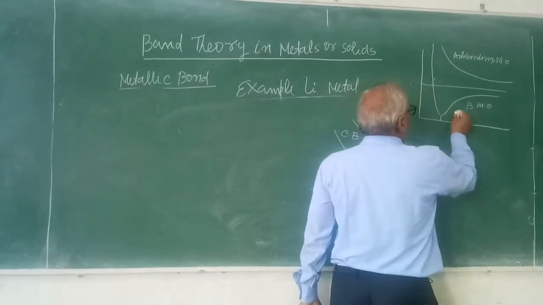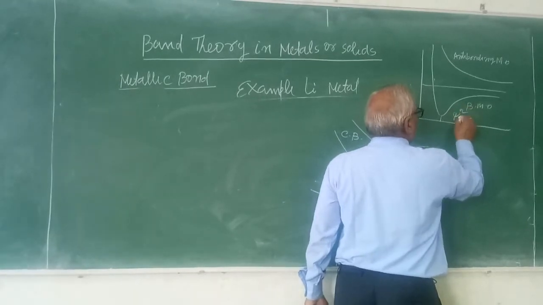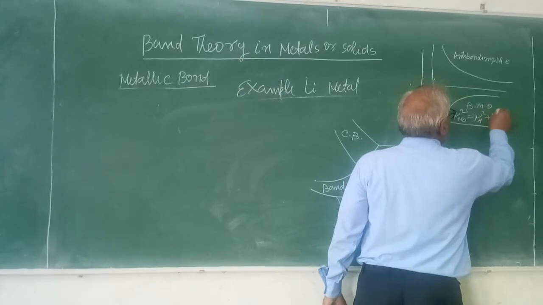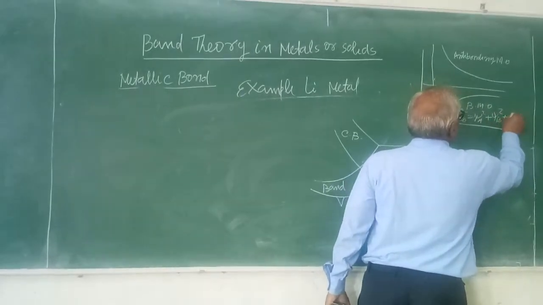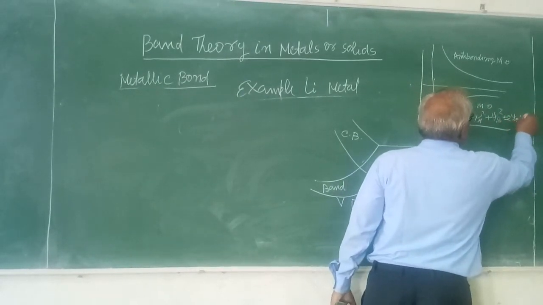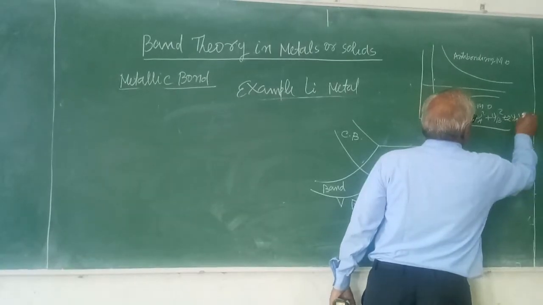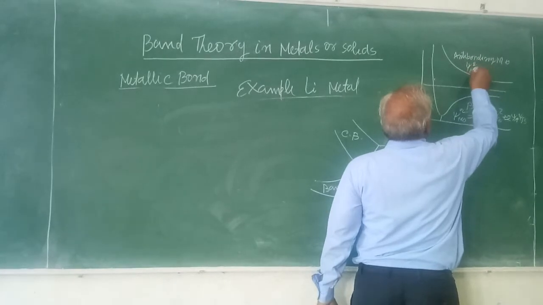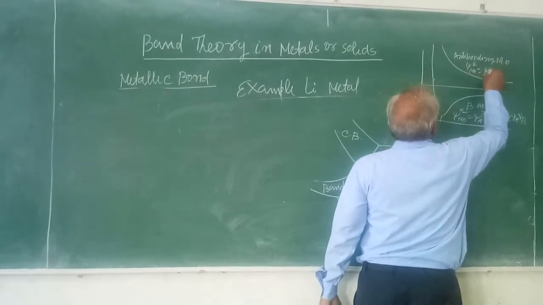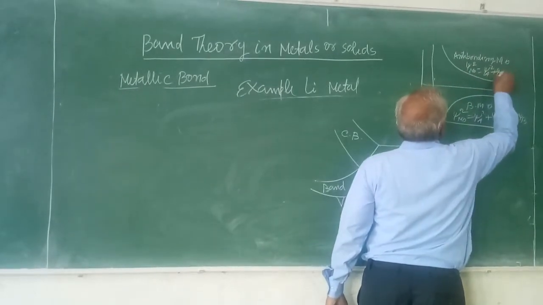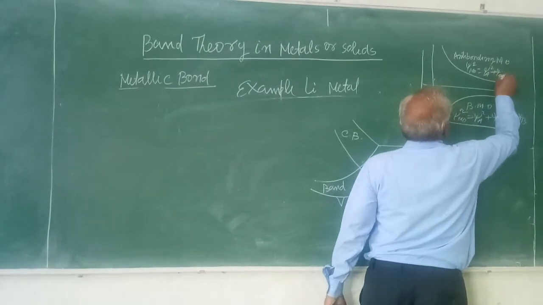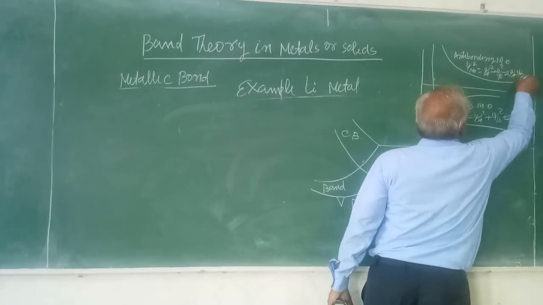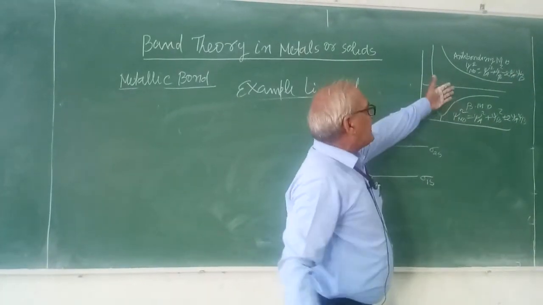And mathematically you say this is the molecular orbital: psi square MO equals psi a square plus psi b square plus 2 psi a psi b. Here, for the anti-bonding, psi square MO equals psi a square plus psi b square minus 2 psi a psi b. So this is the splitting.